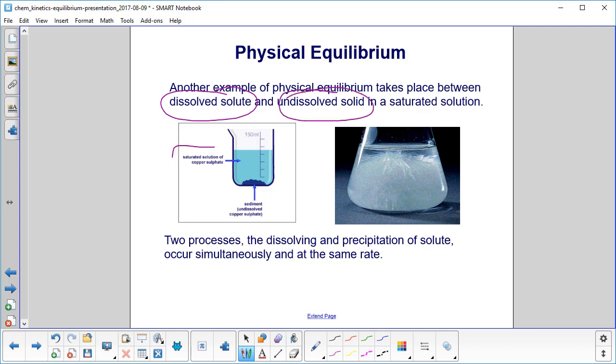Here's a saturated solution of copper sulfate, and down here is your undissolved copper sulfate. The two processes, the dissolving, which is one, and the precipitation of the solute, right? Precipitation, you come out of solution, and dissolving is your solid material dissolves into the liquid. They occur simultaneously and at the same rate.